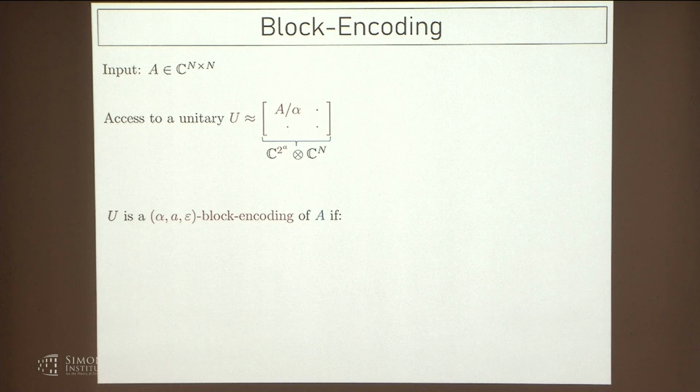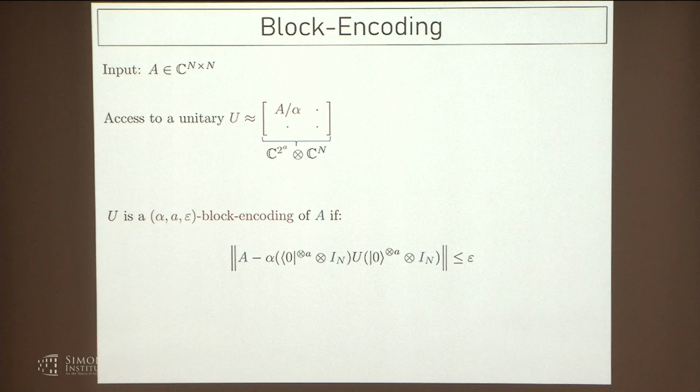So we have the space that we need our matrix A to act on, and then we have little a auxiliary qubits. And so more precisely, if we isolate the top left block of U by looking at the parts where the ancilla qubits are set to 0, then we'll have something that, if you scale it by alpha, gives A to within error epsilon. So notice that we're actually epsilon over alpha approximating. So our unitary is epsilon over alpha approximating a matrix of this form. Okay. So this is what we call a block encoding.